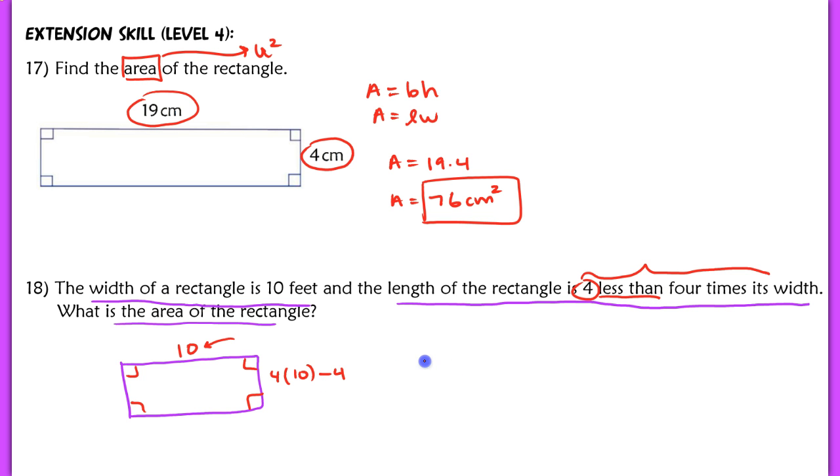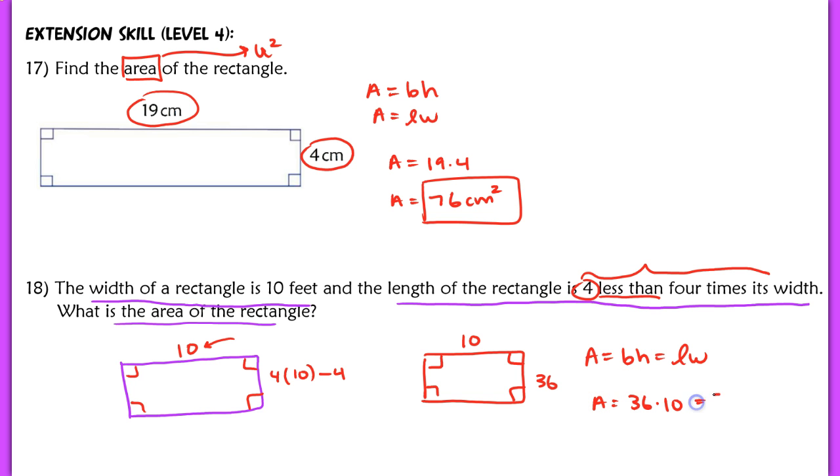So if I end up simplifying here, I end up with one length of 10, and the other length here is 40 minus 4, so 36. Now if I find the area, remember area is base times height or length times width, either one, you would end up with 36 times 10, so we have 360, and remember your units here should be squared, so we have square feet. 360 square feet is the area of this particular rectangle.